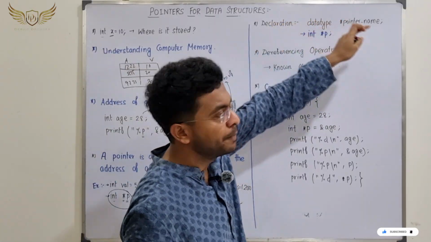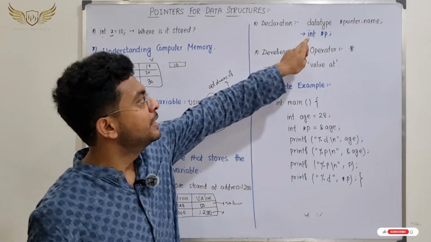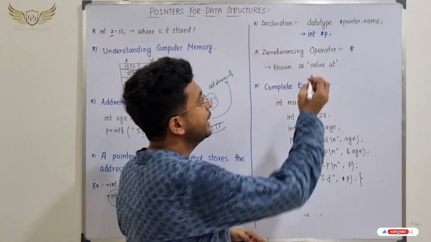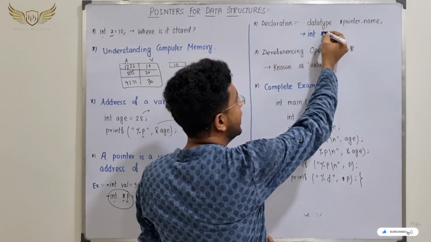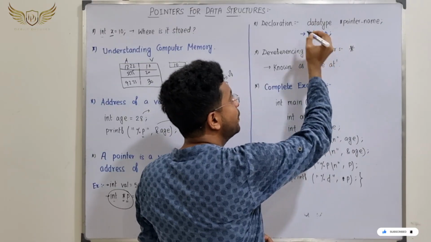It can be char star p. It can be float star p. Whatever the type, right? So in this case, say int star p. I have written it already. So that's how this pointer is declared. This star is signifying it is a pointer. It is not a normal variable, but it is a pointer variable, of type integer.